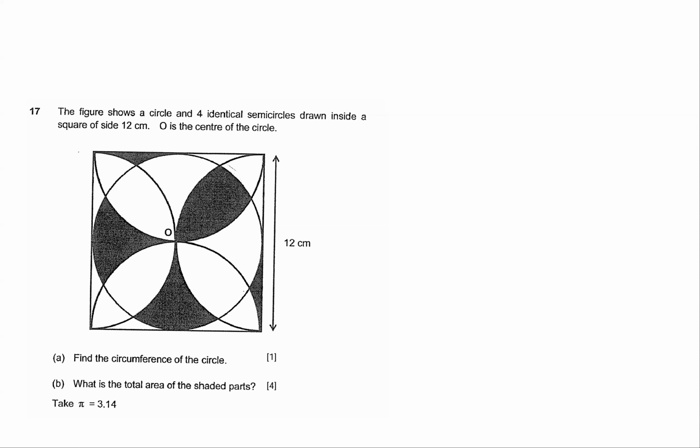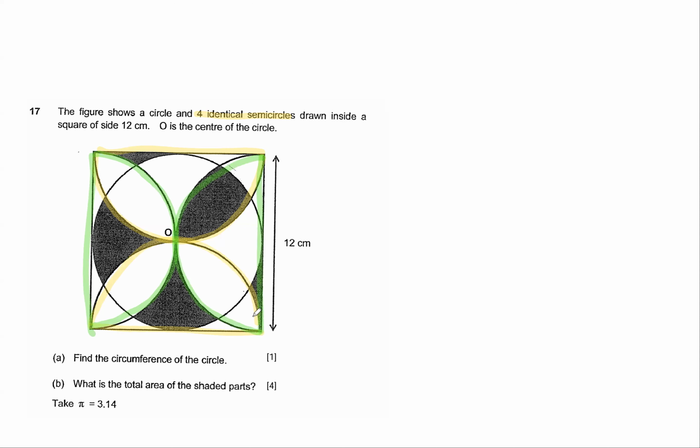Today we're going to be looking at this 2021 Nanyang Prelims Paper 2 Question 17, a question on circles. The figure shows a circle, so the circle they're talking about is this circle over here, and four identical semicircles. So you can see one up here, and there's another one below. And then we have another one here that's kind of overlapping, and another one on the right.